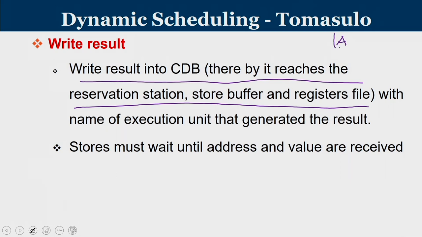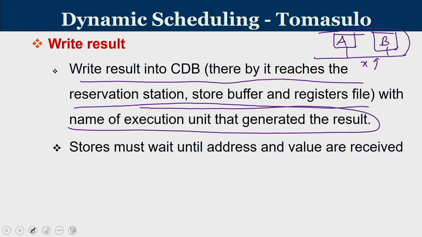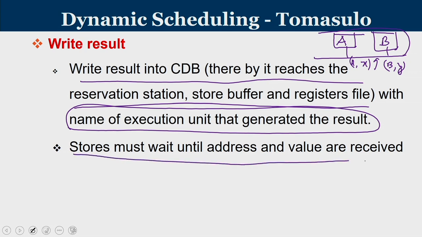Let us say this is functional unit A and this is another functional unit B, and there is a common data bus. How will somebody know this value? Let's say I am producing a value X on the bus. How will somebody know whether the value X being written onto the bus is produced by A or B? Somebody may be waiting for a result produced by A and somebody may be waiting for a result produced by B. So, it is very important to know the name of the execution unit that generated the result. A produced a value X. Similarly, B produced a value Y. So, along with the value, you have to provide which functional unit generated the result. And stores must wait until the address and values are received. That is how you perform the write result.